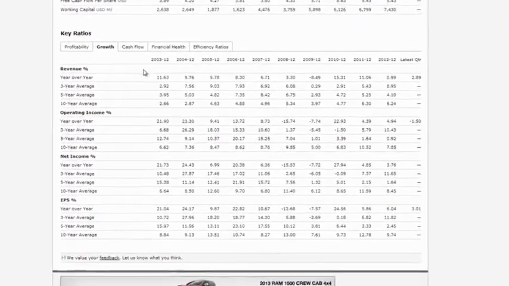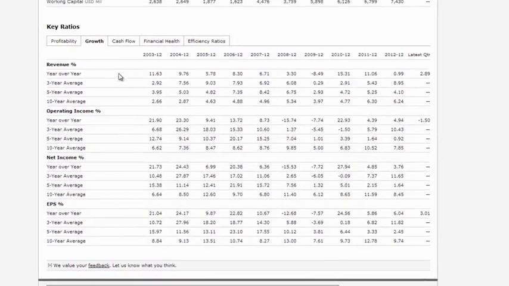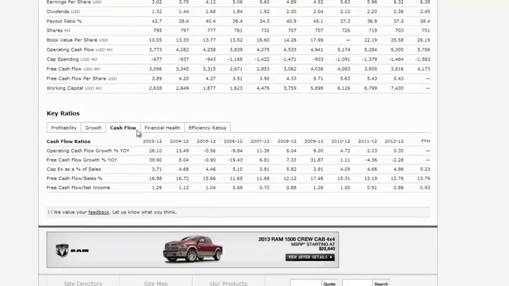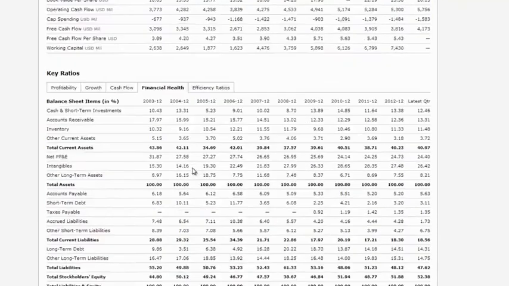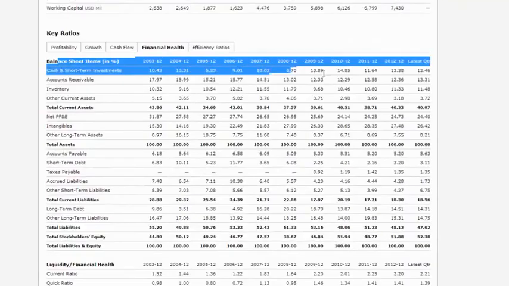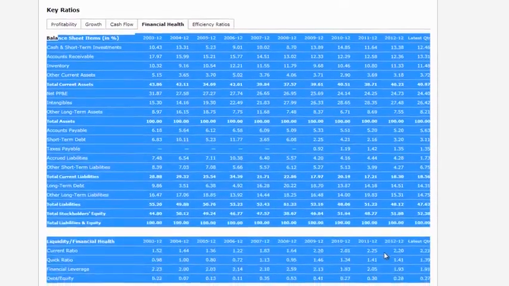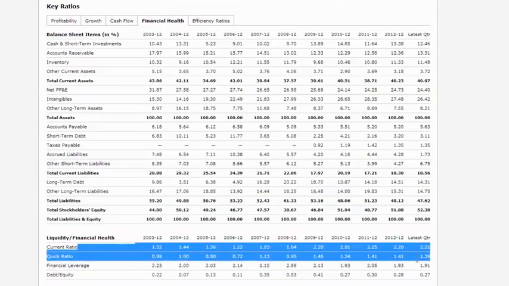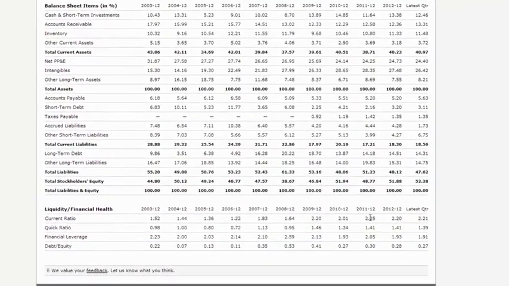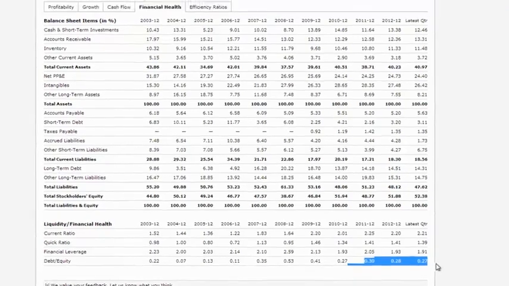Then there's a tab for some growth percentages. So this is just year-on-year, 3-year average, 5-year average, 10-year average growth in revenue, operating income, net income, earnings per share. Similar numbers for growth in cash flow. Financial health. This is essentially the common size balance sheet for 3M. And then down below, we have our old friends, the quick and current ratio. 3M is in really good shape. Current ratio above 2, quick ratio above 1.3, 1.4. Financial leverage, which we saw earlier, and then a more traditional debt to equity ratio. Looks like 3M is not a very risky company, not very highly levered.